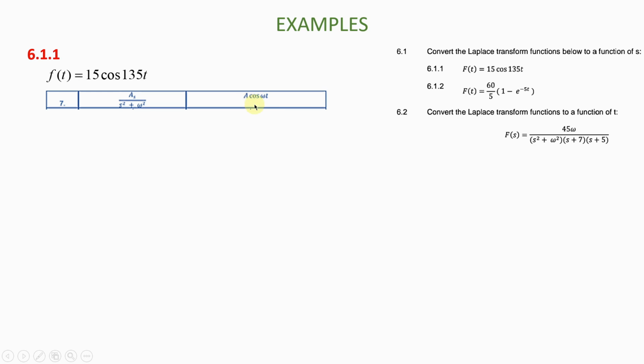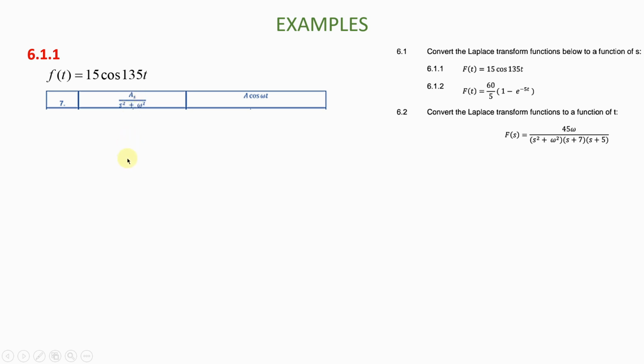is A, capital A cos omega t. Okay, and if you look carefully, you will see that the value for A that you have is 15, and the value for omega that you have is 135. Okay, I hope you can see that. If you look at this function, it closely resembles this one, and the value for capital A is 15, and the value for omega, which is here, is 135. And so the function for it that you need to find in the Laplace domain is this function here.